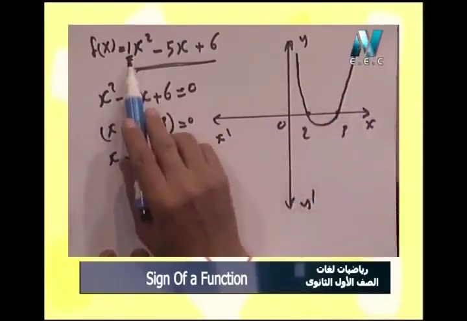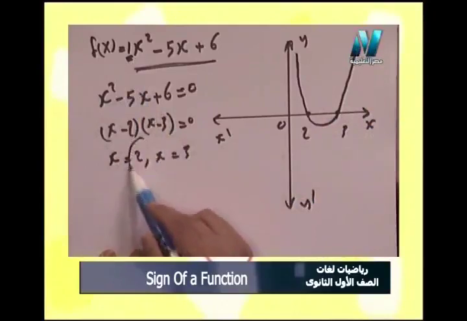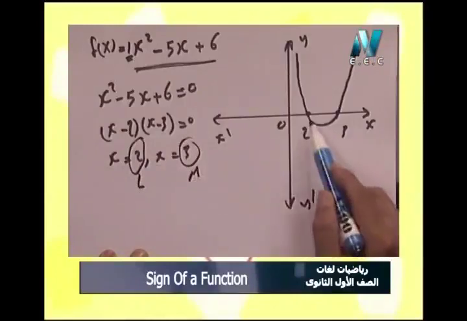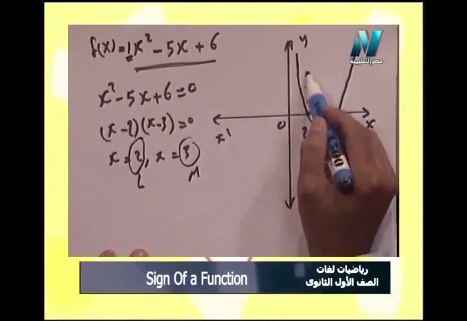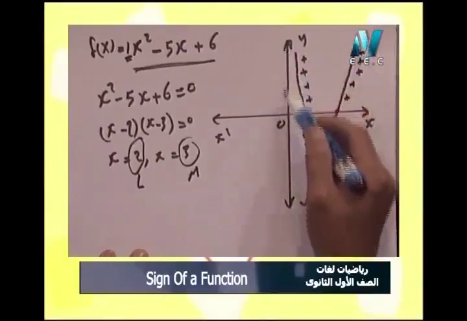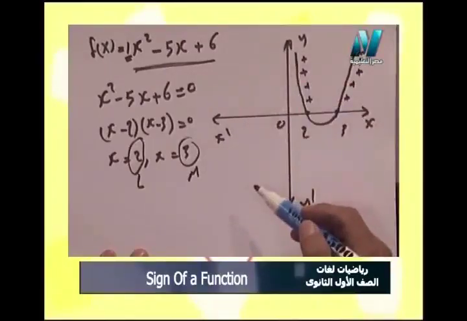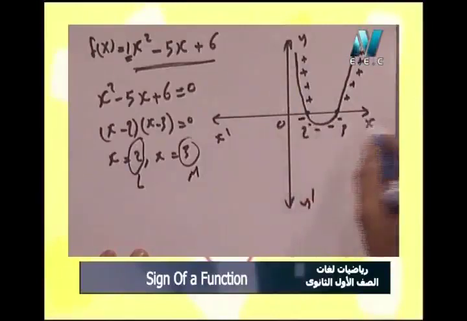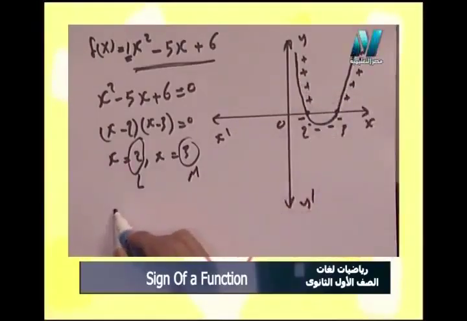So look at this function here. We have the coefficient of x power 2 positive, and we have the two roots, which are L and M here. L equals 2 and M equals 3 as the two roots of the function. So look carefully. This part is positive, and this one is positive here, because y is in this part. Y represents the quadratic function. And this part will be negative here, downward of the x-axis. So this function will be positive.